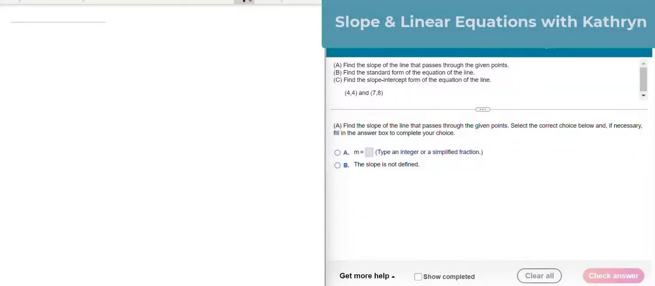Let's look at the next question. A, find the slope of the line that passes through the given points. B, find the standard form of the equation of the line. And then C, find the slope-intercept form of the equation of the line. Now A says we need to find the slope.